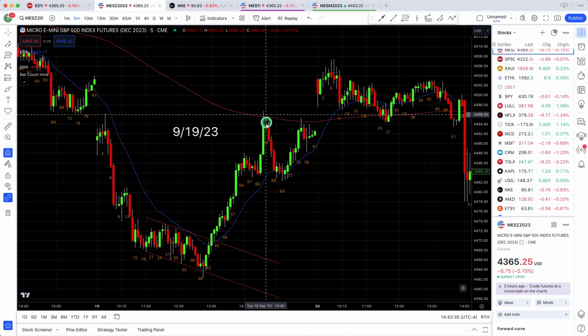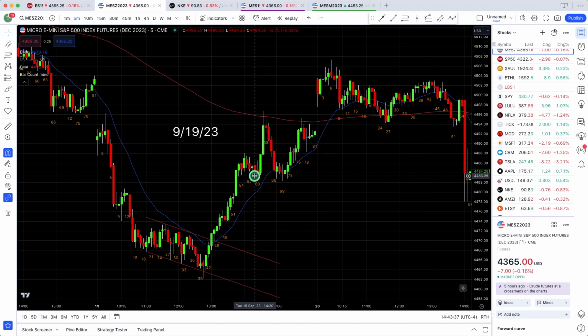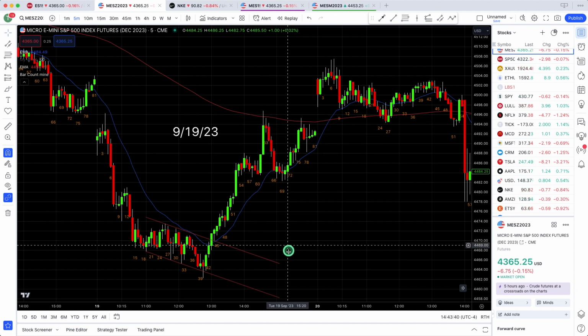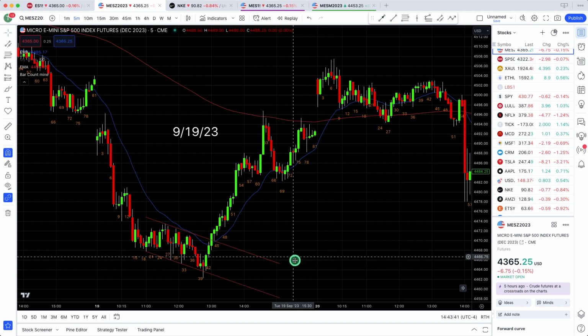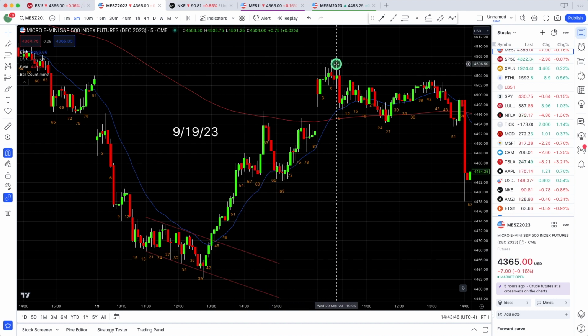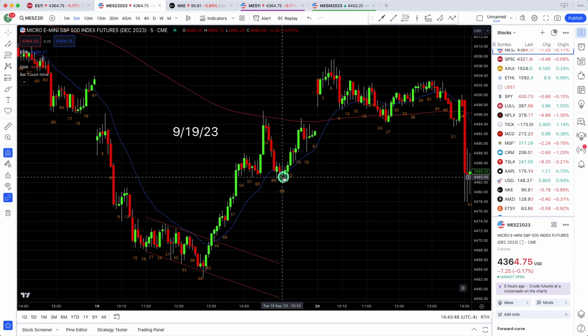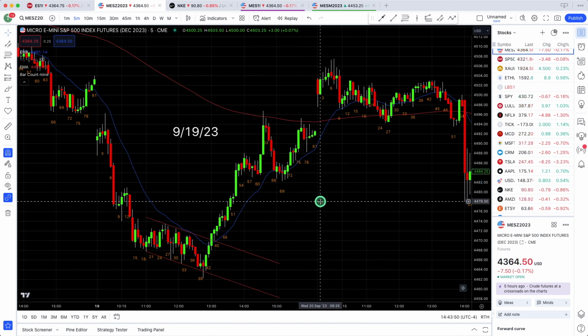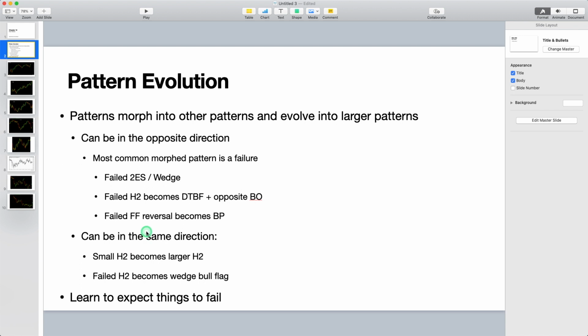So once you get the final flag reversal that ends up testing down here, what's next? Is it a major trend reversal and a move down to here? Or is this going to become a double bottom bull flag for more up and become a breakout pullback buy? So it's just constantly thinking about what's next and how these patterns are evolving. Now, those patterns that fail can also just become larger patterns in the same direction. So a small high 2 can become a larger high 2.